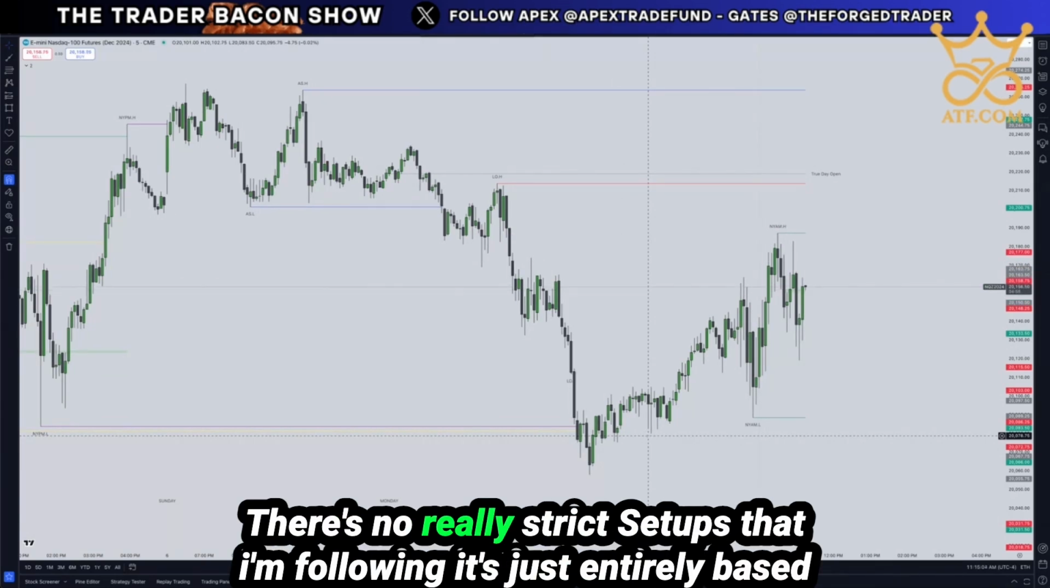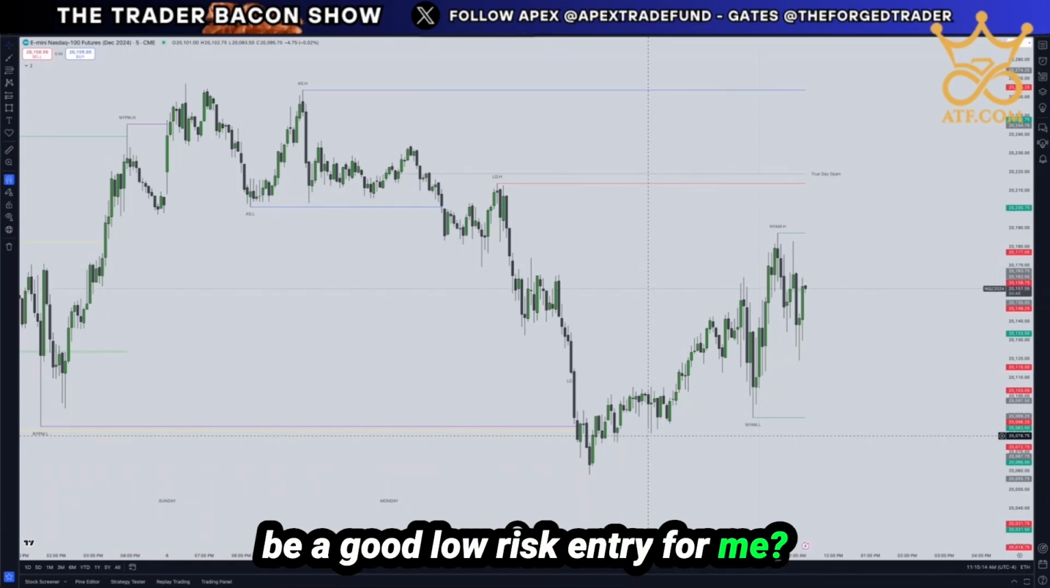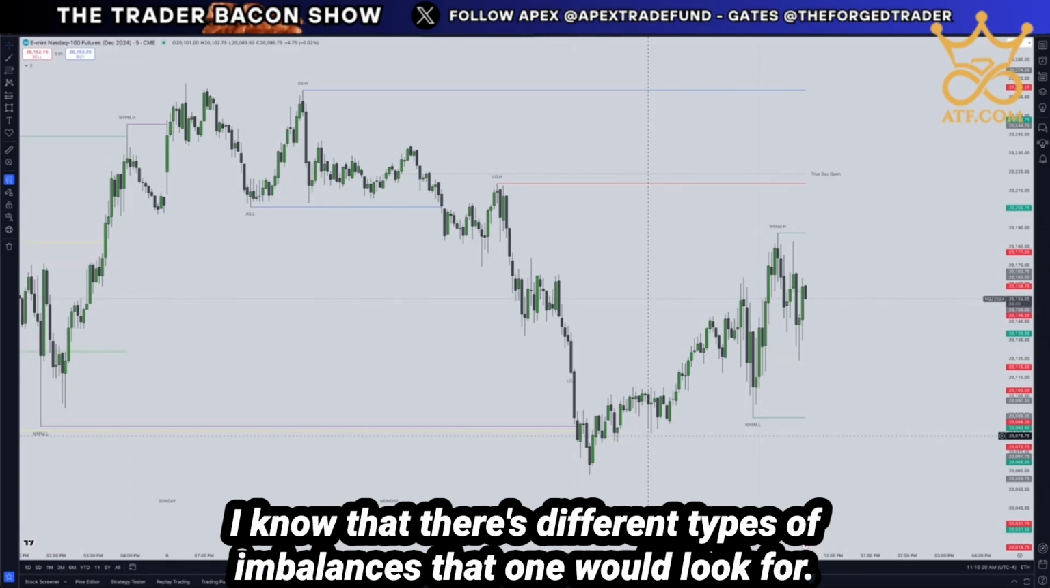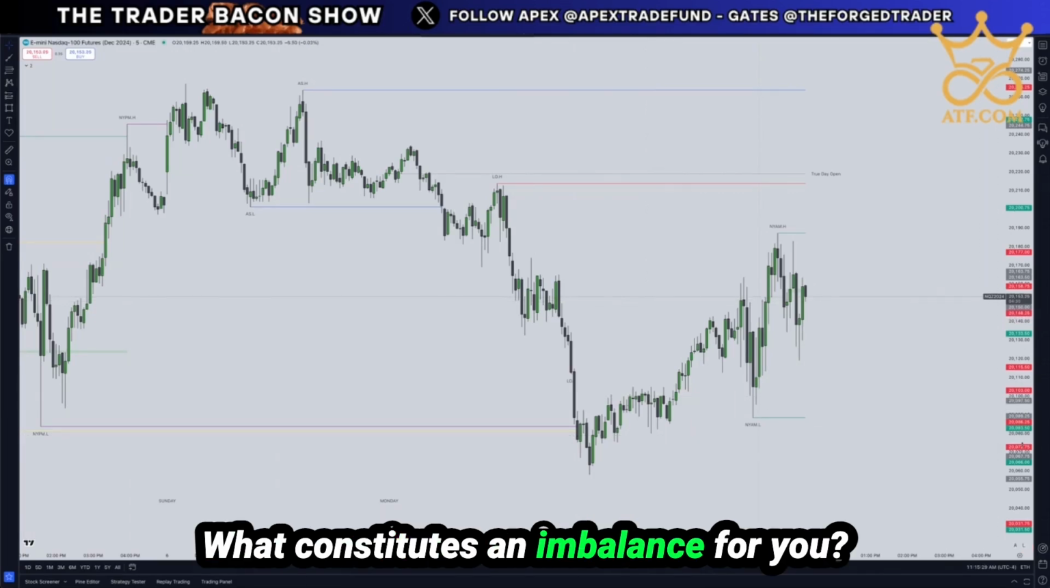There's no really strict setups that I'm following. It's just entirely based off of those 2 concepts. Where's the liquidity and what would be a good low risk entry for me? Now, for those that haven't necessarily listened to a whole lot of ICT, I know that there's different types of imbalances that one would look for. Obviously, you mentioned the gap in the bars. What constitutes an imbalance for you?